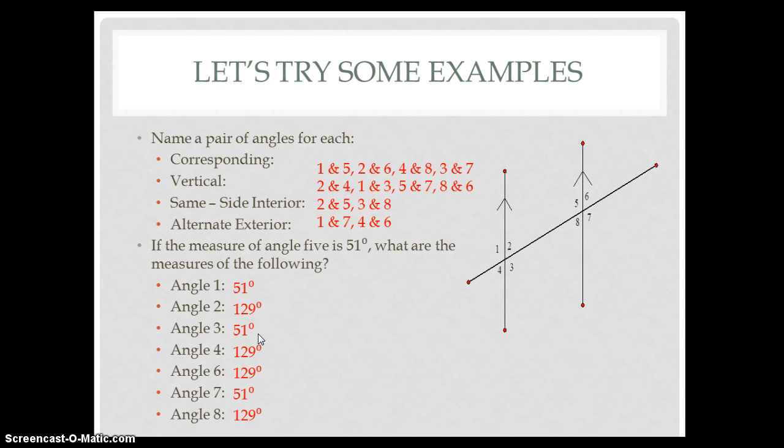Angle 4 and angle 5 are not related in any way, except that we know 2 and 4 are related because of vertical angles, so we know that 4 is going to be equal to 129. Now 5 and 6 are related because they're supplementary, or they're a linear pair, so they're going to add to 180, so 5 is 51, 6 has to be 129. 7 and 5 are vertical angles, so it's going to be 51 degrees because they're congruent. And then 5 and 8 are also a linear pair, so they're going to add to 180, making 8 equal to 129.